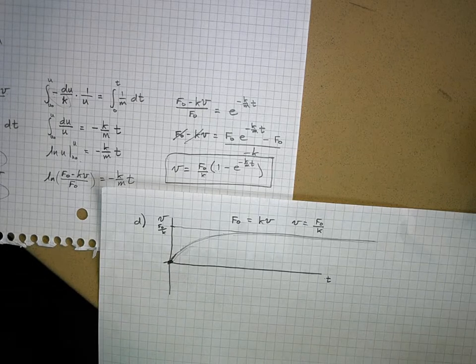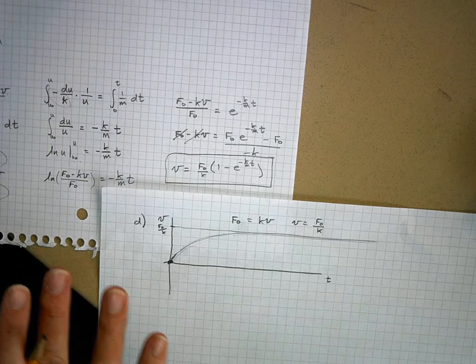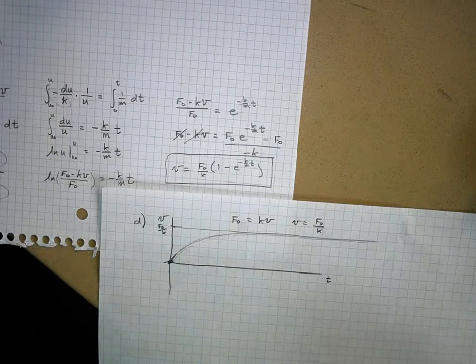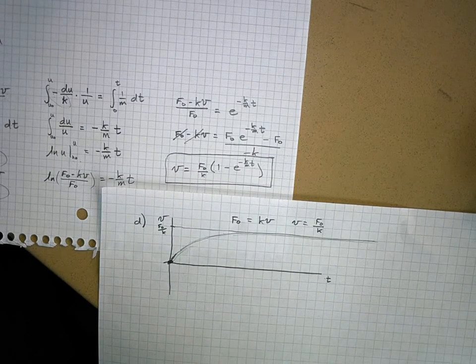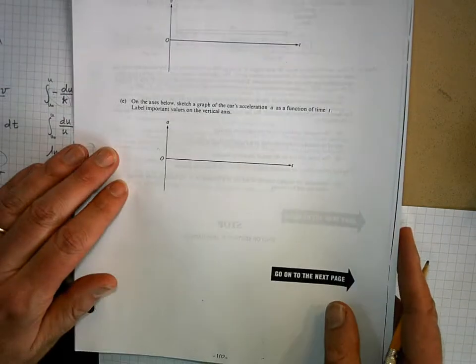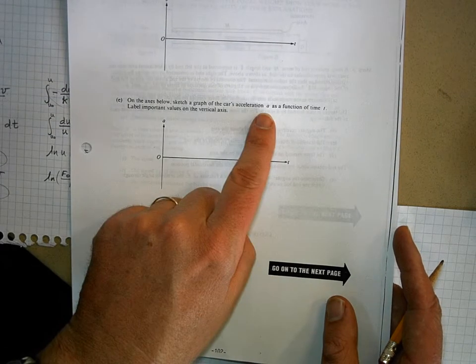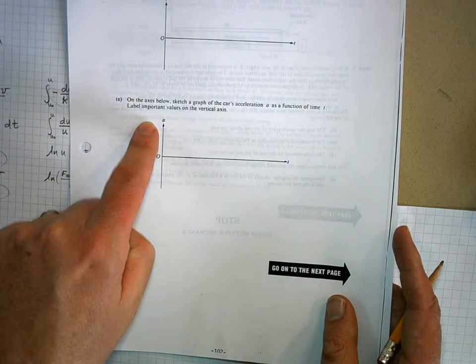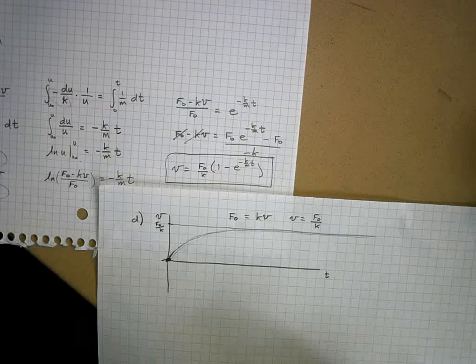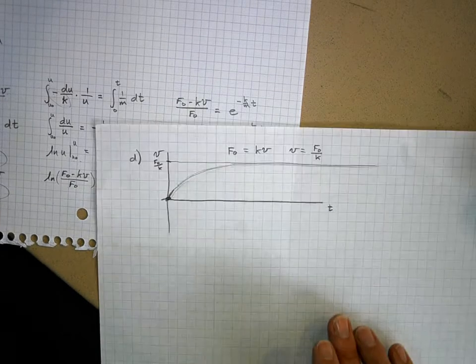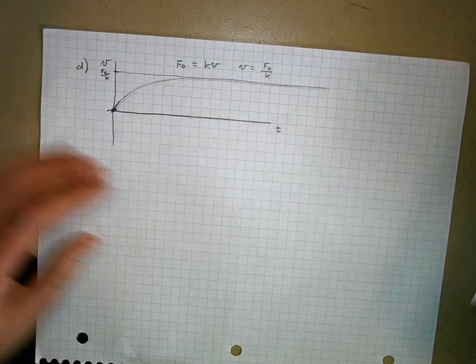All right, let's do part E. Any questions on that? This is really important. Now part E. It says, on the axis below, sketch a graph of the car's acceleration a as a function of time. Label important values on the vertical axis. All right, so E.